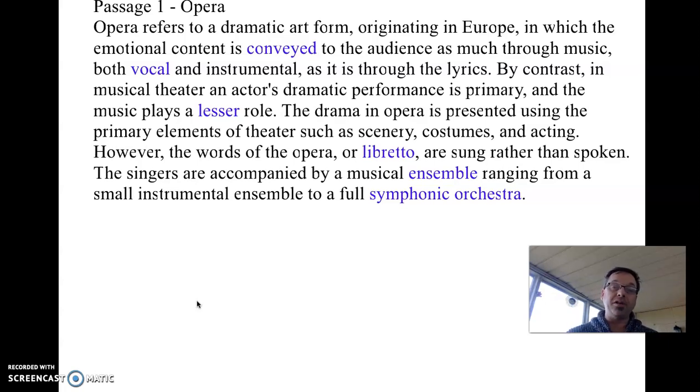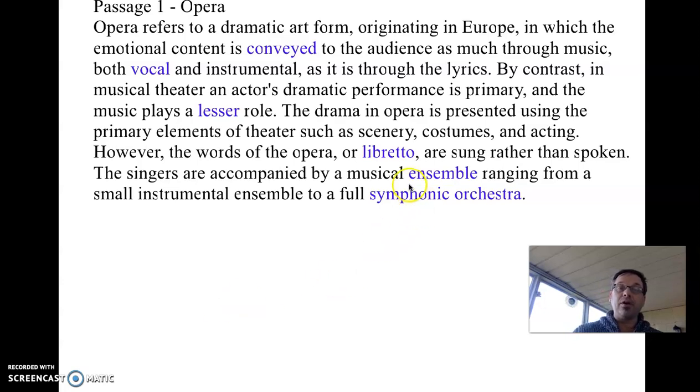The drama in opera is presented using the primary elements of theater, such as scenery, costumes, and acting. However, the words of the opera, or libretto, are sung rather than spoken. The singers are accompanied by a musical ensemble, ranging from a small instrumental ensemble to a full symphonic orchestra.